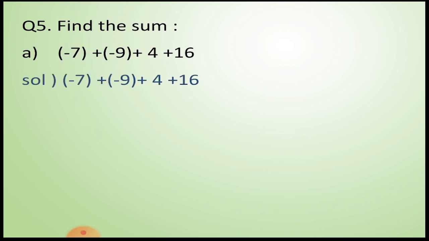We have to find the sum of the 4 given integers here. So we can do it in the same way: minus 9 and minus 7, we will add them, so we'll get minus 16 here, and plus 4 is to be added with plus 16, so that will give us plus 20. Now here you can see we have one negative and one positive integer, so when you subtract them, you'll get plus 4 here.